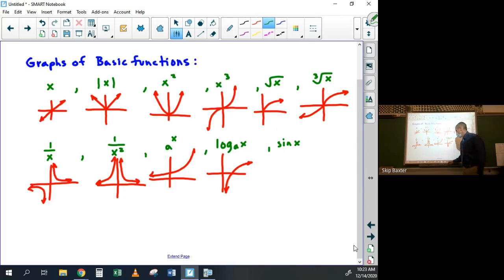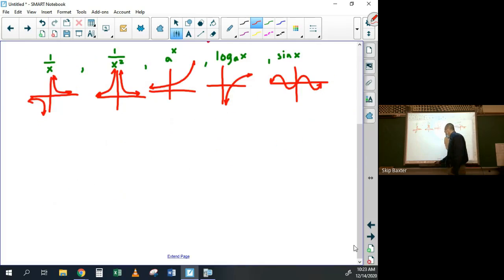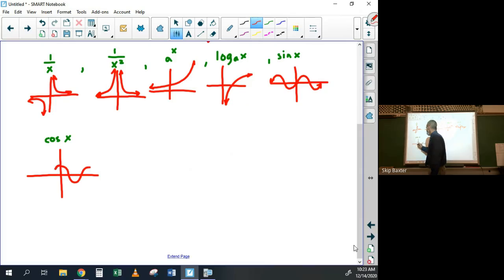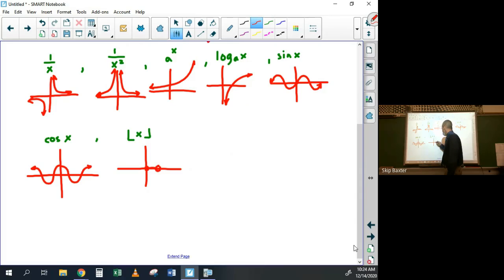Sine x. So it is a periodic wave type function like that. Cosine x. That one is also a wave, but it just starts at a different place. And then the final one was like the weird step function thing. So it is steps. So it looks like this.